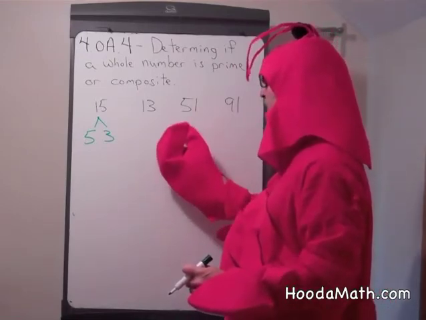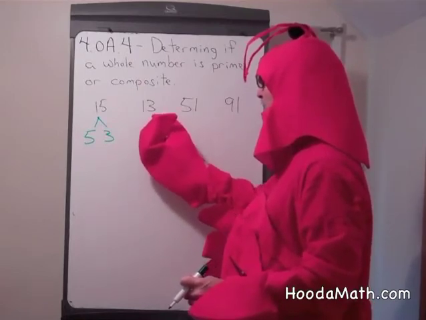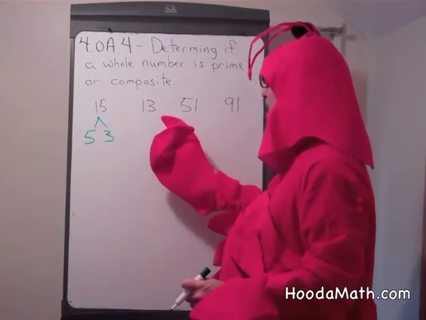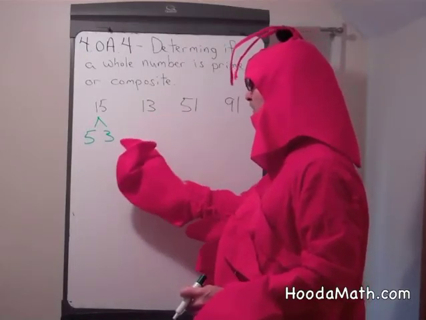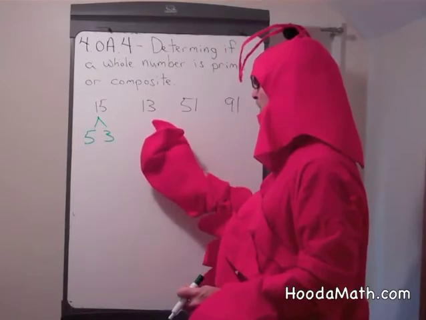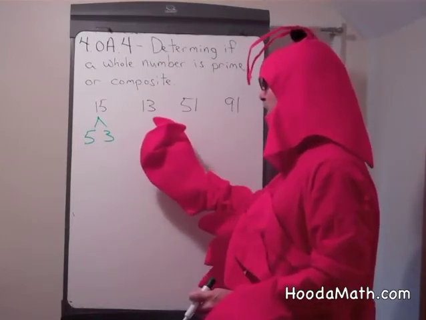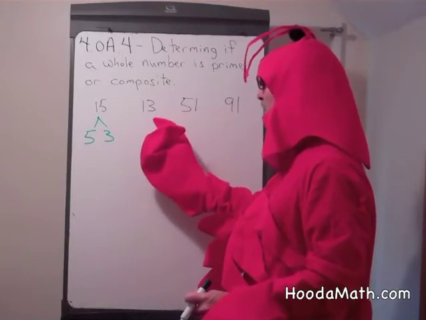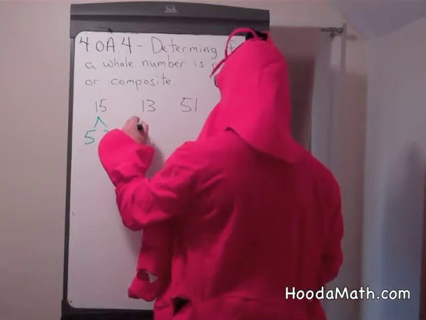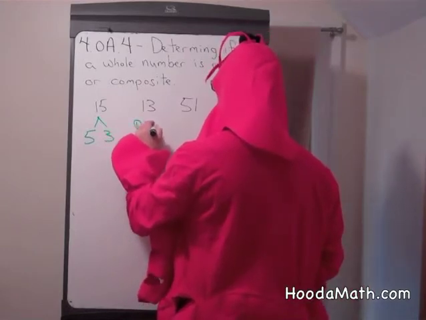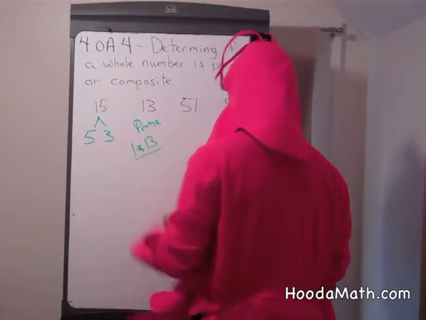Well, 6 has a factor of 3, so it can't be that. 7, no. 8 is an even number. 9 is divisible by 3, so no. 10 is divisible by 5, no. 11, no. 12. So 13, this is a prime number because its only 2 factors are 1 and 13.